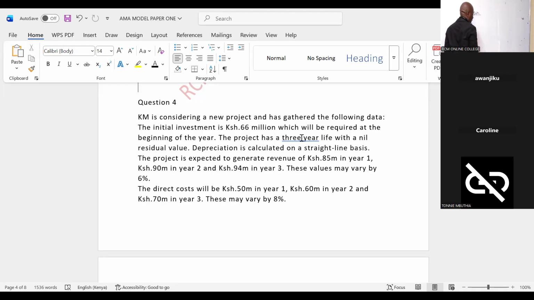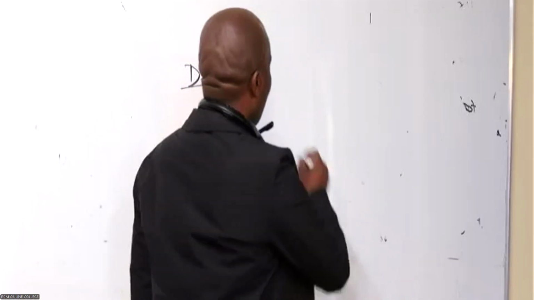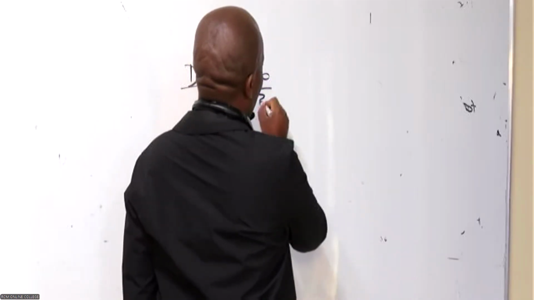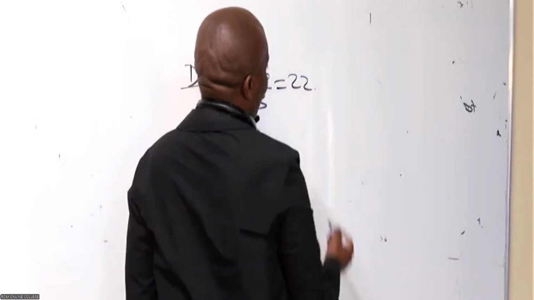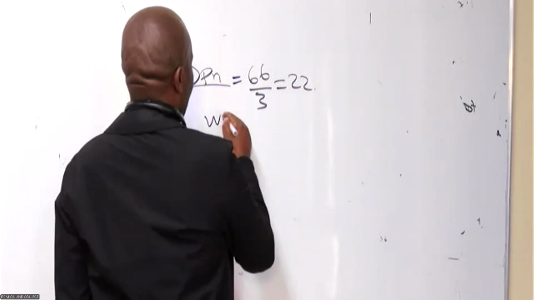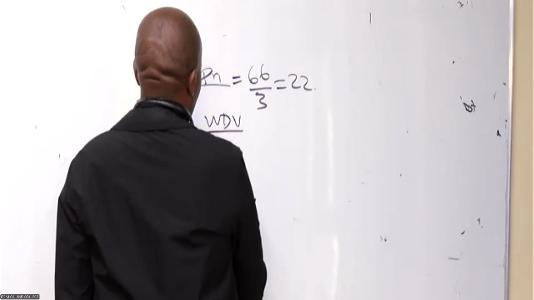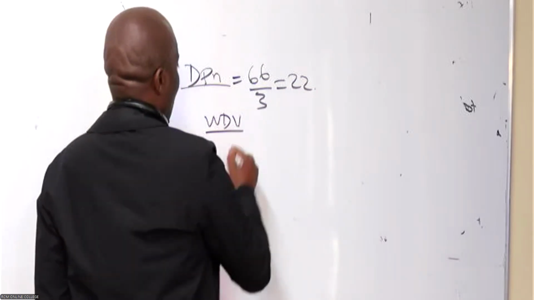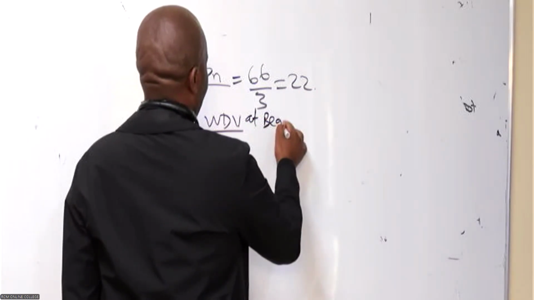So straight line basis, right? And no scrap value. So basically it will be 66 divided by 3, which gives us 22. And then you can even go ahead and give us the written down values for each of those 3 years, at the beginning.